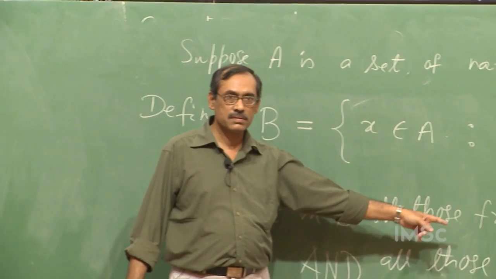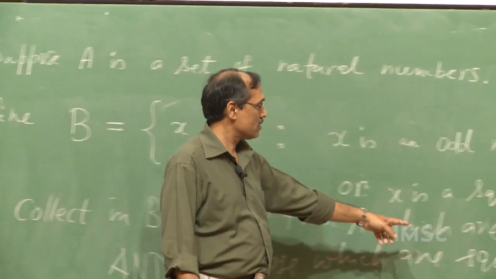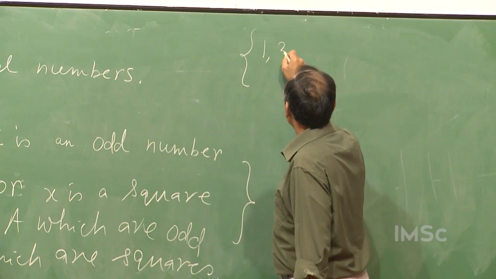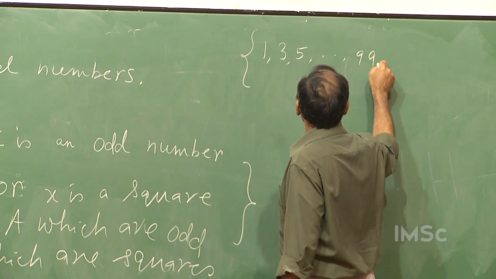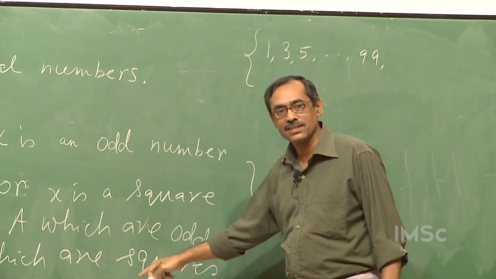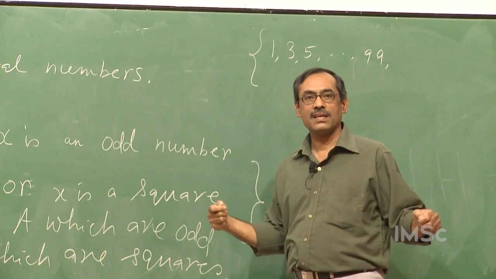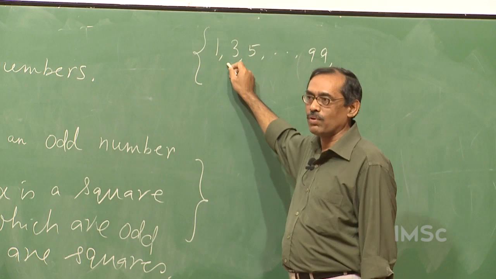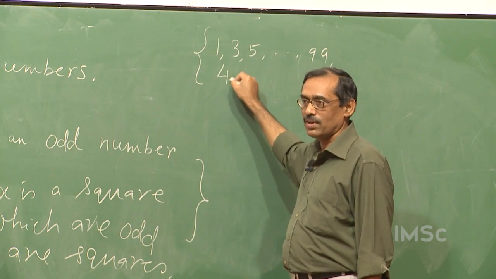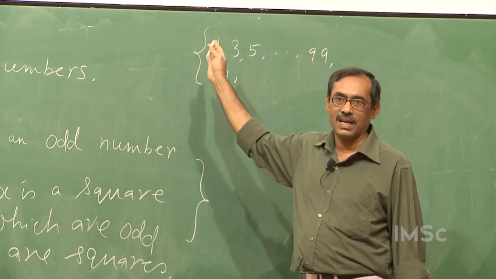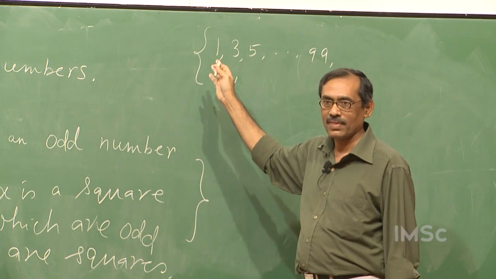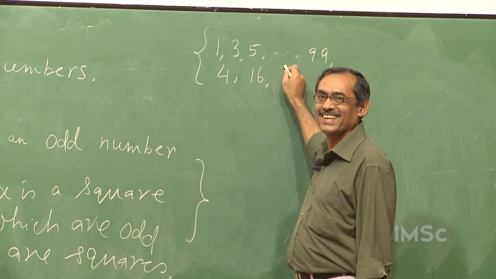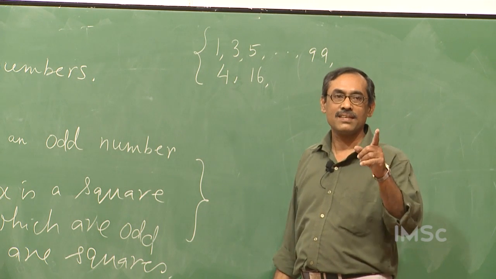So collect all odd numbers first. How do I do it? The first line I wrote: collect all odd numbers. I will be starting with this set 1, 3, up to 99. What am I telling then? And all those which are squares, right? So suppose I do that, I will take 1, it is there. I have to take 4. Odd squares I need not take because all odds are there, right? So I have to take 4. Next, 16 I have to take. Next, 36.